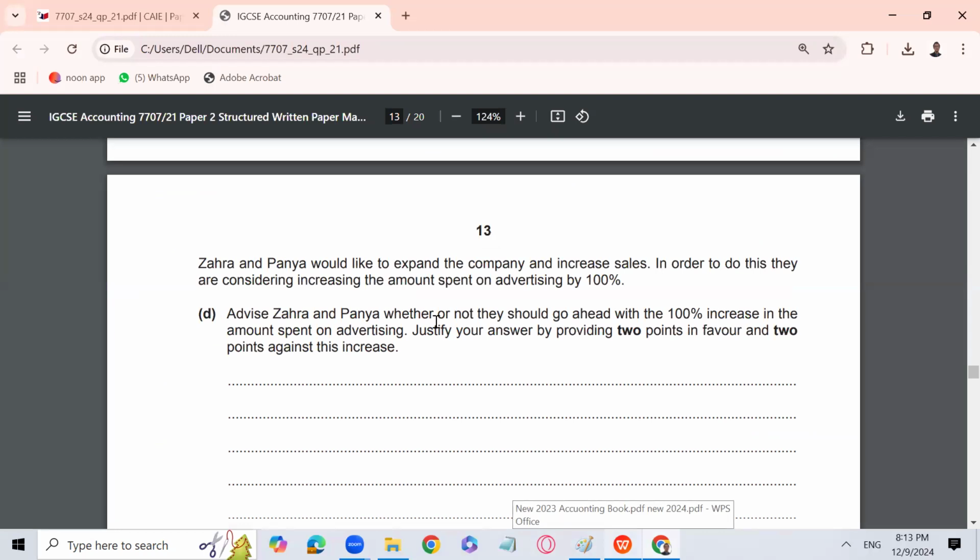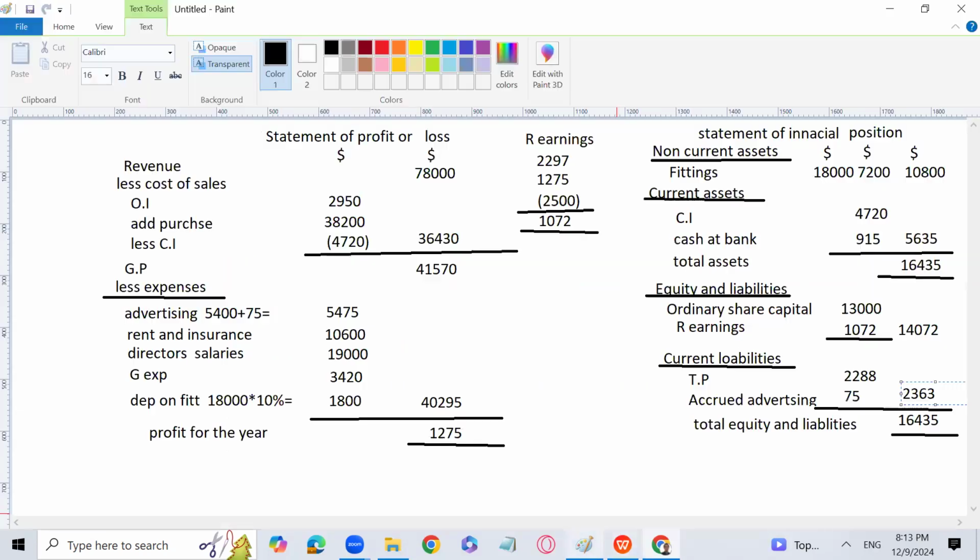To advise Zara and Panya whether or not they should go ahead with the 100% increase in the amount spent on advertising. Justify your answer by providing 2 points in favor and 2 points against this increase. So first of all, if they increase the advertising expense, they are going to face a loss, either this year or in the future also. Advertising might not increase the sales revenue, and because of that, they can face loss. So even because of the advertisement, we might not be able to expand the business.